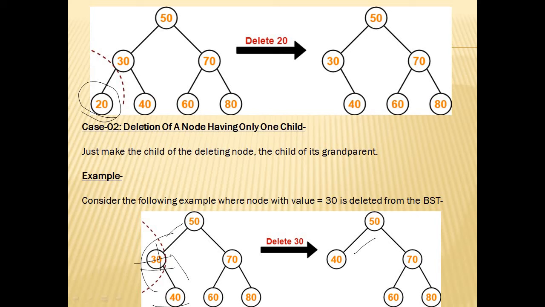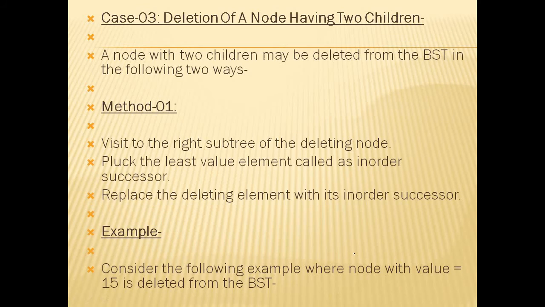So when you are going to delete a particular node, if it doesn't have any children, we simply delete it. If it has one child, either left or right, it doesn't matter. Whether it has a left child or right child, we simply make it a child of its grandparent. Okay, that's what happened here. And the third case: deleting a node having two children.